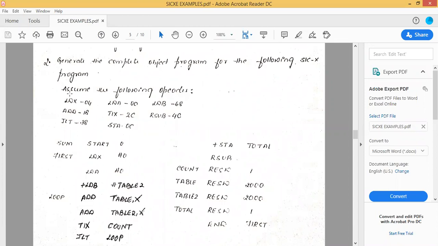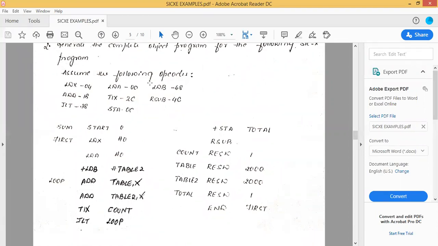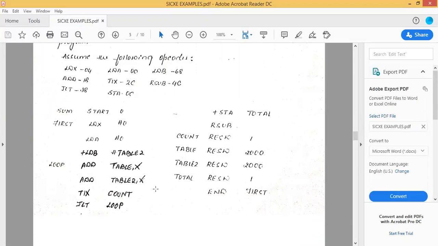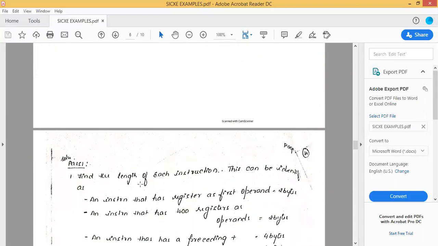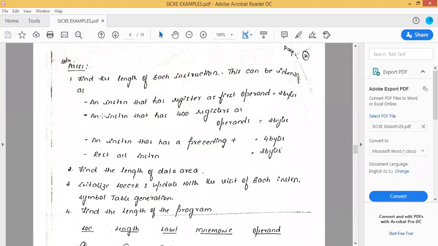The question is: generate the complete object program for the following SIC XE program. The opcodes and the assembly code will be given to you. The new things you will see here are the plus sign, which you haven't seen in the previous example, and also the index, that is X, present here. Do consider this a very important problem. Let's move on to the solution.